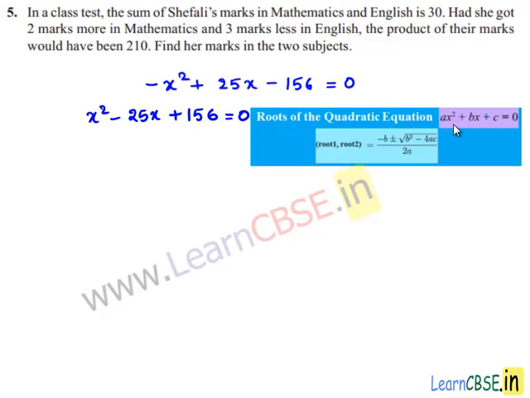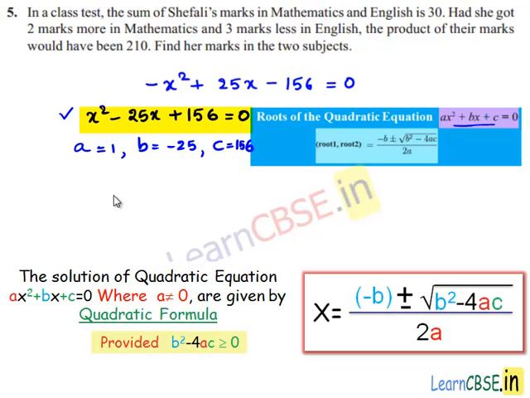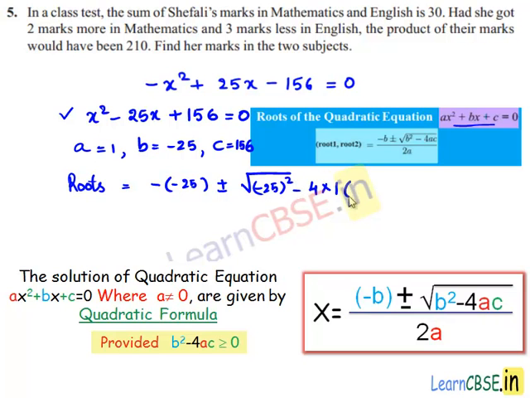If ax square plus bx plus c is a quadratic equation, then the roots are minus b plus or minus square root of b square minus 4ac divided by 2a. So comparing this equation with the standard equation, we get a is equal to 1, b is equal to minus 25 and c is equal to 156. So the roots are minus b is nothing but minus of minus 25 plus or minus square root of minus 25 square minus 4 times of a is 1 and c is 156, divided by 2a is 2 times of 1.